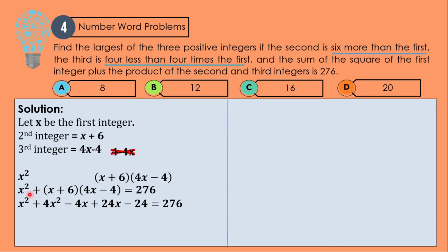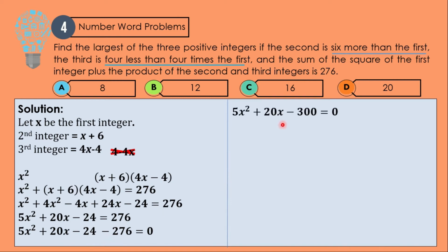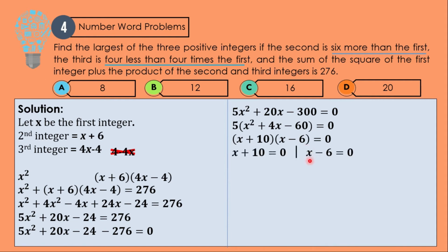Now let's combine like terms. Add x squared and 4x squared, which is equivalent to 5x squared. Subtract 4x and 24x, will have 20x. And then copy negative 24 is equal to 276. Now transpose 276 and put it at the left hand side. We'll have 5x squared plus 20x minus 300 is equal to 0. They are all divisible by 5, so we can factor out 5. We'll have here x squared plus 4x minus 60. Then factor. We have x plus 10 times x minus 6. We have two values of x, which is x is equal to negative 10 and x is equal to 6.